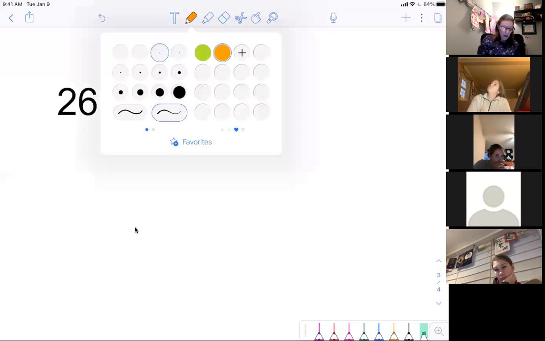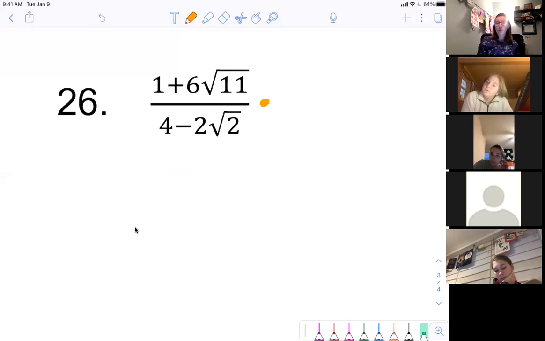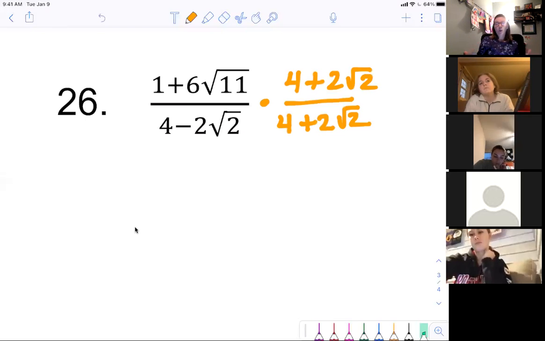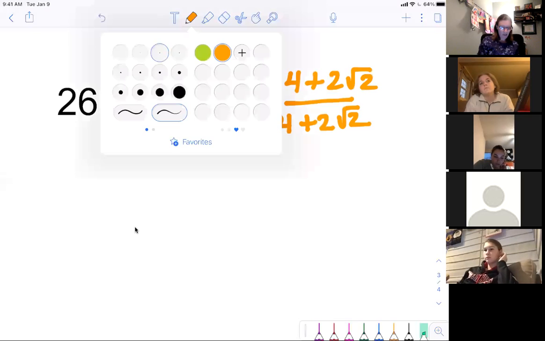we have to multiply by the opposite quantity, and that's called the conjugate. So we're going to multiply by 4 plus 2 square root of 2. That way, when we multiply these together, we'll be able to get rid of all of our radicals. So essentially, whatever's in the denominator, we need to multiply by the opposite of that binomial. So that middle sign needs to change. And again, that's called the conjugate. That's the fancy word for it.